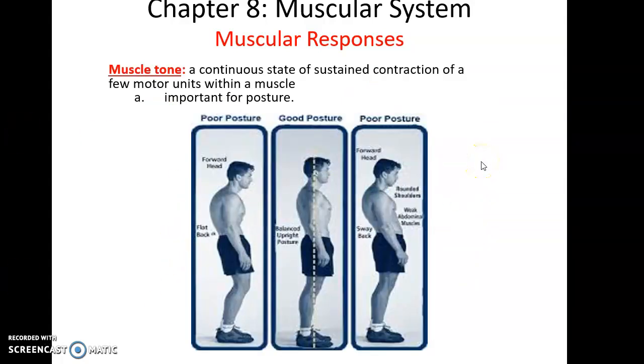Muscle tone. Turns out when we are awake, our muscles are always continuously slightly contracted. So there are always a few motor units contracting and active in each of our muscles when we are awake. And this includes the muscles for posture. And so the muscles controlling our posture are always active, holding us upright. Whether we have bad posture or good posture, there are muscle contractions involved in that.